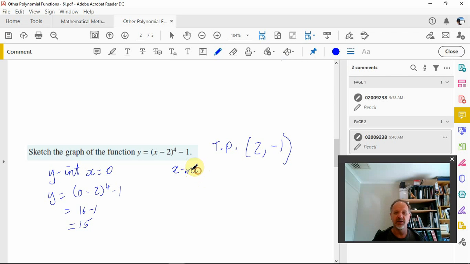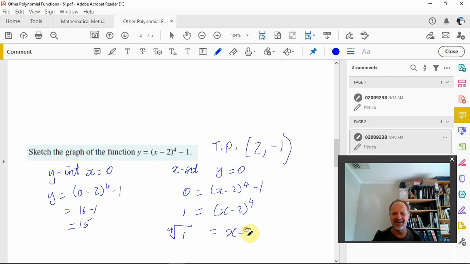X-intercepts, as we know, are when y equals 0. So we've got 0 equals (x minus 2) to the power of 4 minus 1. I'm going to add 1 to both sides, so 1 equals (x minus 2) to the power of 4. To get rid of the power of 4, we do the opposite, and the opposite of the power of is rooting. And this time it's the 4th root.